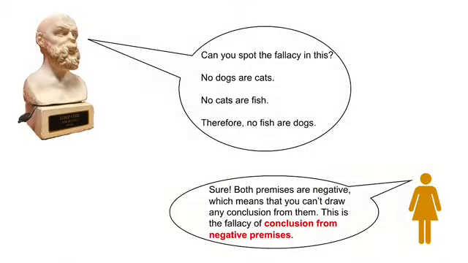So Socrates starts off this time and he says, can you spot the fallacy in this? No dogs are cats. No cats are fish. Therefore, no fish are dogs. Girl in gold says, sure, both premises are negative, which means that you can't draw any conclusion from them. This is the fallacy of conclusion from negative premise.